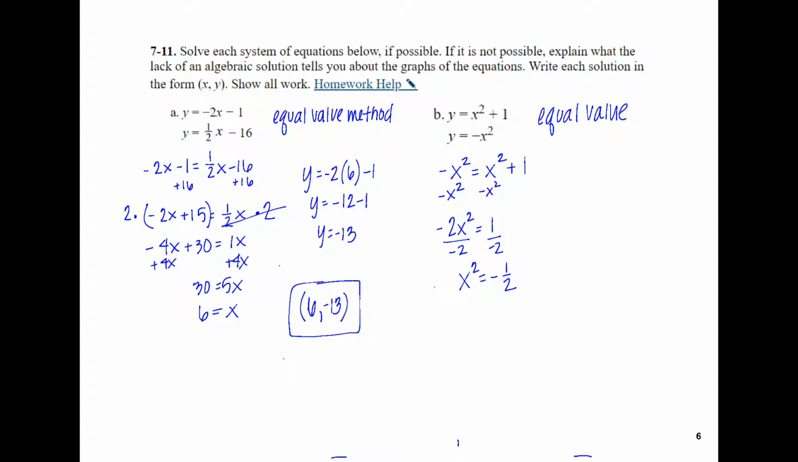And now we get to the point that no matter what number I plug in for x, I cannot multiply it by itself to get a negative. So no squared value will ever be negative. So this is not possible. So these two parabolas will never intersect. One will be opening up, one will be opening down, but they will not cross.